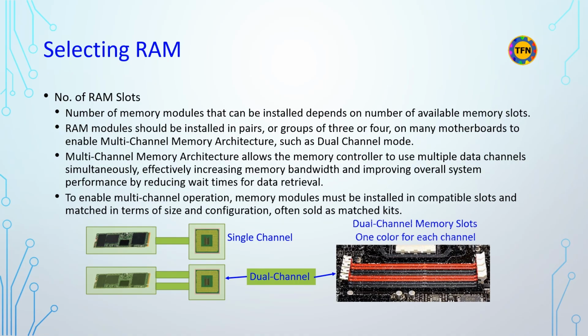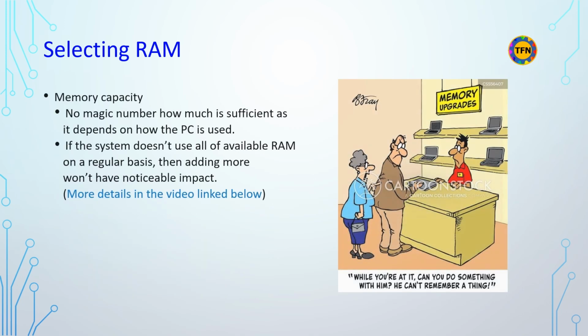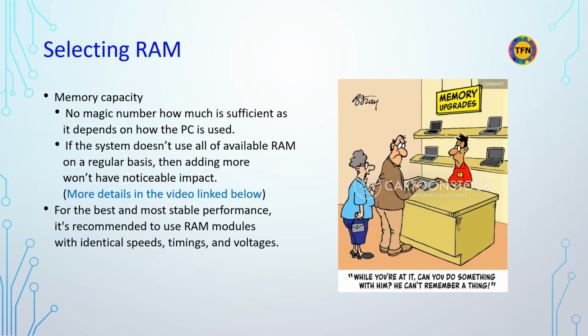To enable multi-channel operation, memory modules must be installed in compatible slots and matched in terms of size and configuration, often sold as matched kits. No magic number for how much RAM is sufficient, as it mainly depends on how the PC is used. If the system doesn't use all of available RAM on a regular basis, then adding more won't have noticeable impact. Please watch the video whose link is given in the description for more details. For the best and most stable performance, it's recommended to use RAM modules with identical speeds, timings, and voltages.